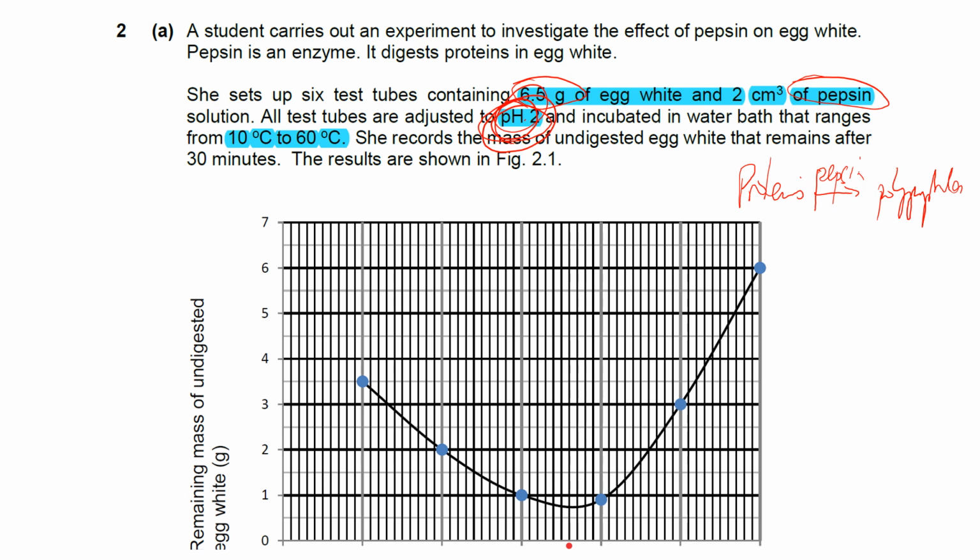And this time, the range is from 10 degrees to 60 degrees Celsius. As you can see, as the temperature increases from 10 to about 40, the remaining mass is becoming lesser and lesser. It means that there is more digestion. So this graph is inverted. It's not the typical one that you see in the notes because of the y-axis. So you must be careful.